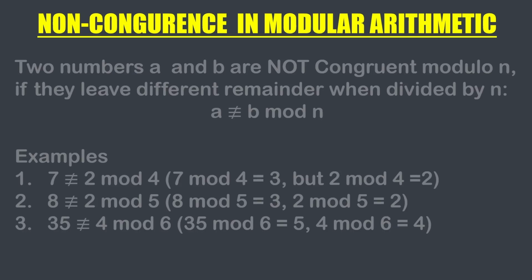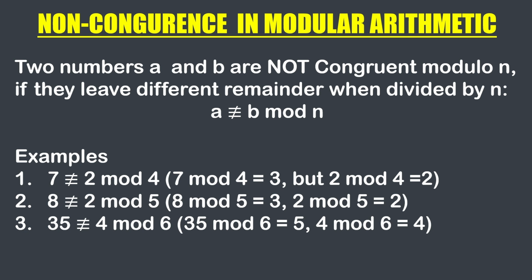Non-congruence in modular arithmetic. This means that two numbers a and b are not congruent modulo n if they leave different remainders when divided by n. a is not congruent to b mod n. This is simply the opposite of congruence. 7 is not congruent to 2 mod 4.